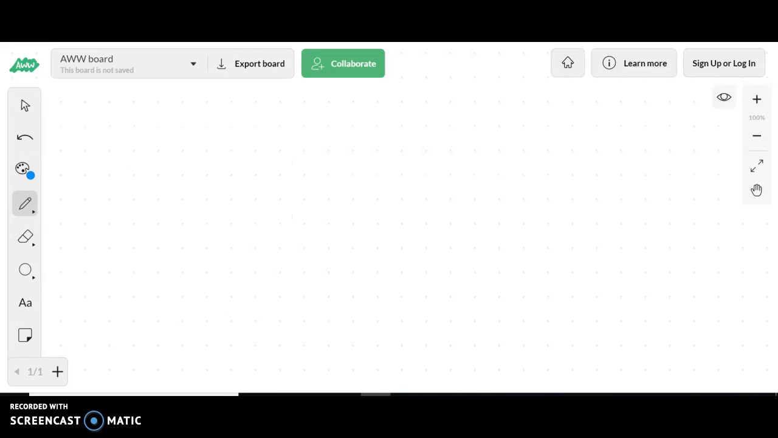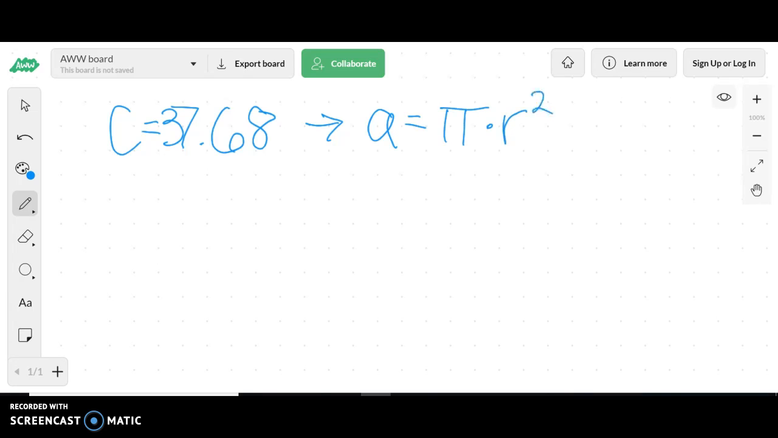We have a circumference of 37.68, and we have to find the area. And we know the area is pi times radius squared. Well, what's the problem here? I don't have the radius.